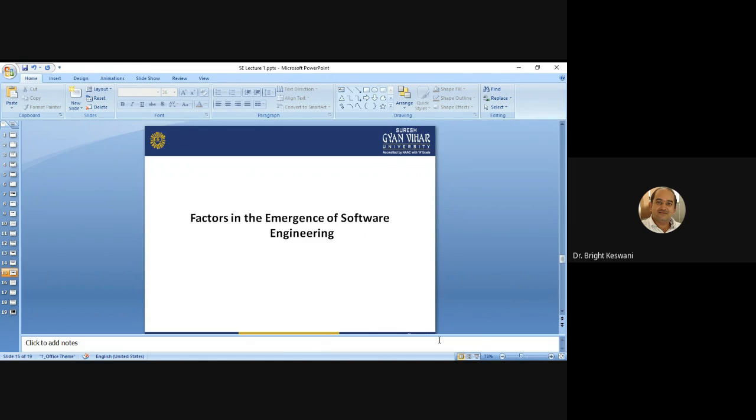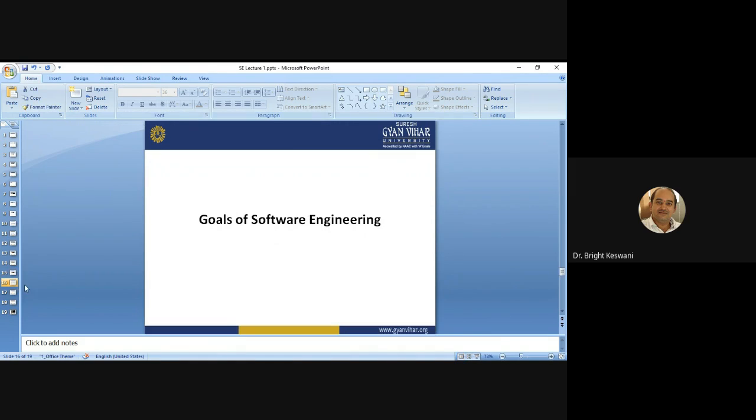Now come to the next part, that is the goals of software engineering. When we are talking about the general goals of software engineering, we can say that the general goal is to produce software that is economic and useful and safe for people. But there are some specific goals.